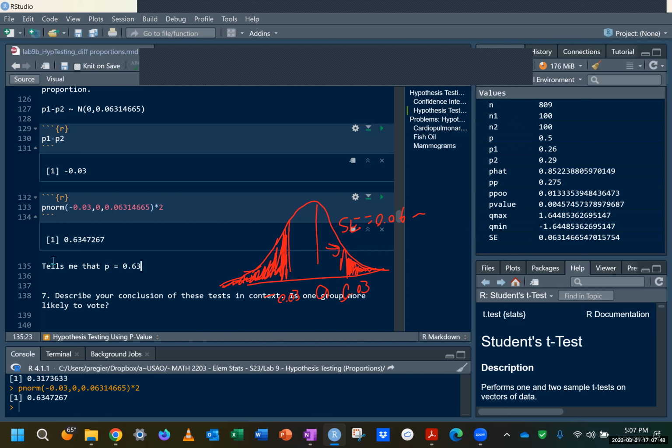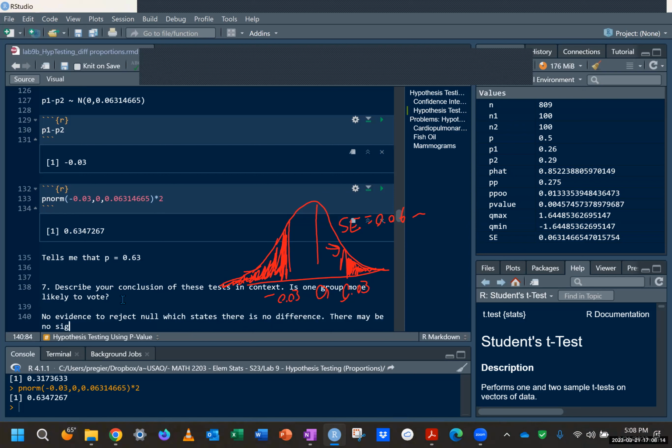So since this p-value is so large, we do not have evidence to reject the null. So the null is plausible. There may be no difference. I should say there appears to be no significant difference. Okay, there you go. That's it. That's the two-sided test in all its glory.